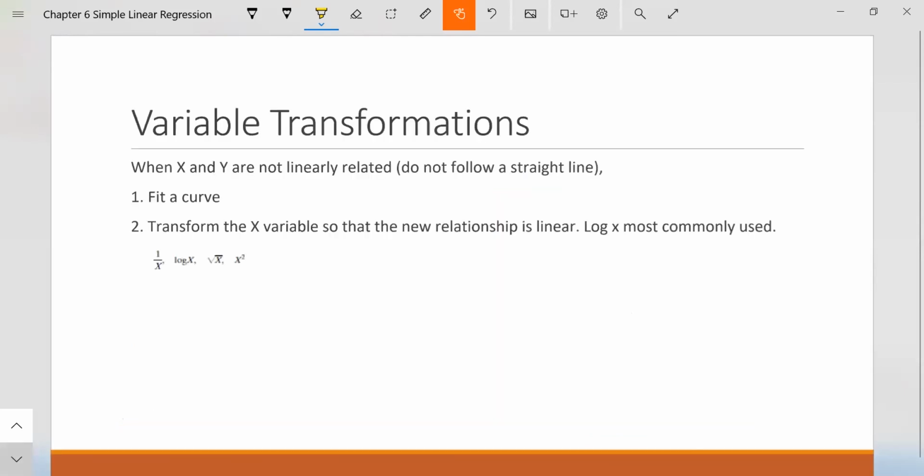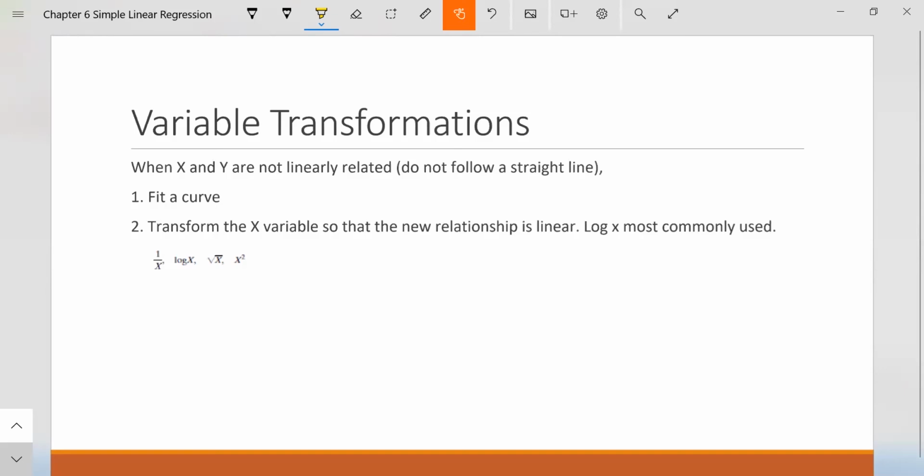Next topic is we want to do some variable transformations. That is, if we find out X and Y are not particularly following a straight line relationship, instead of going to rely on a quadratic trend or an exponential curve, we can actually sometimes transform the variable to make it a straight line relationship.